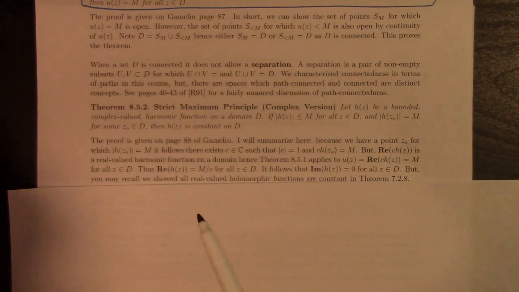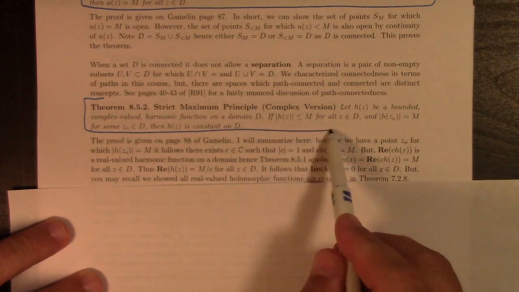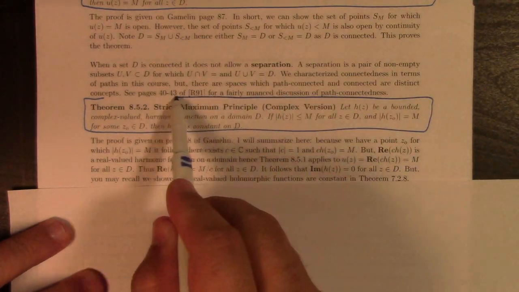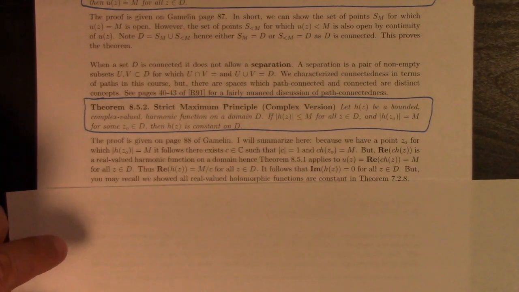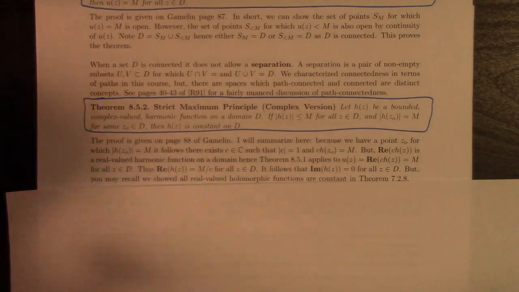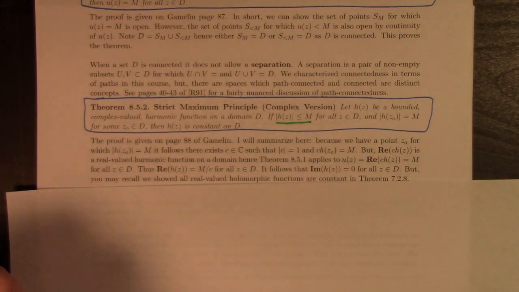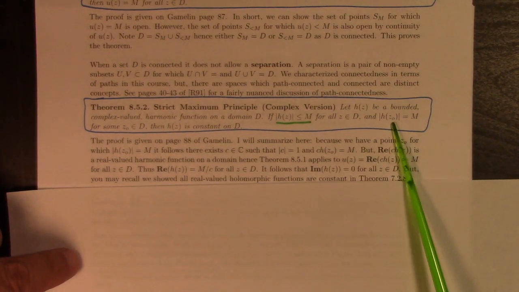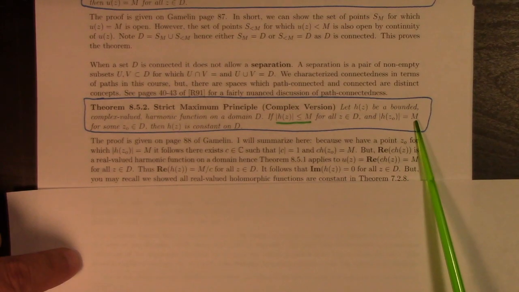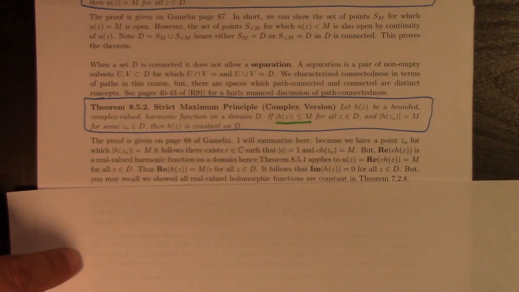Anyway, so the other theorem here is the complex analog of the one I just mentioned. And so here it is. If we have a function h of z, which is bounded, complex valued, and harmonic on a domain D, and if we have that the modulus, or the absolute value, if you like, of the function is less than or equal to m for all z in D, and if that modulus is attained at z naught for some z naught in D, then h of z is constant. All right.